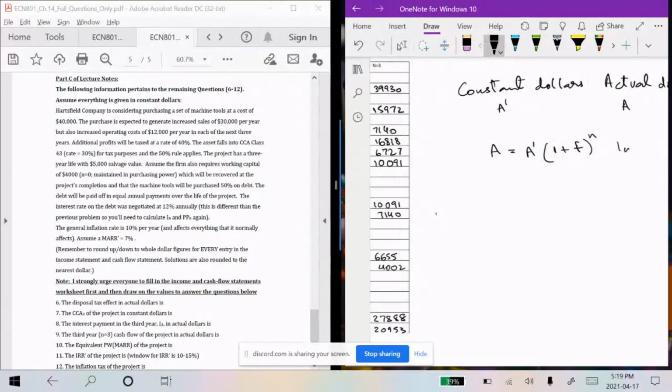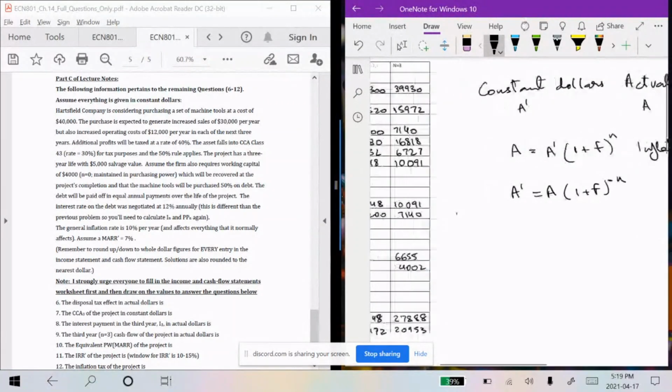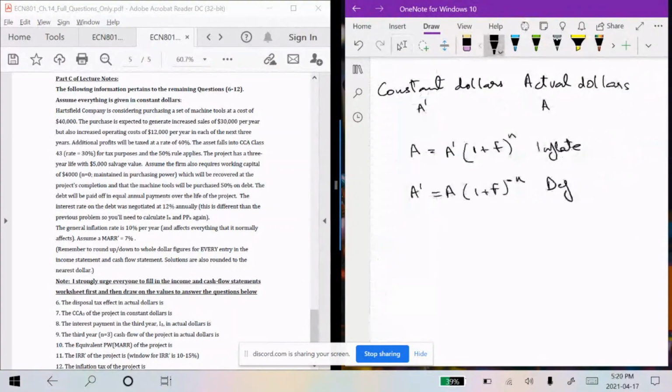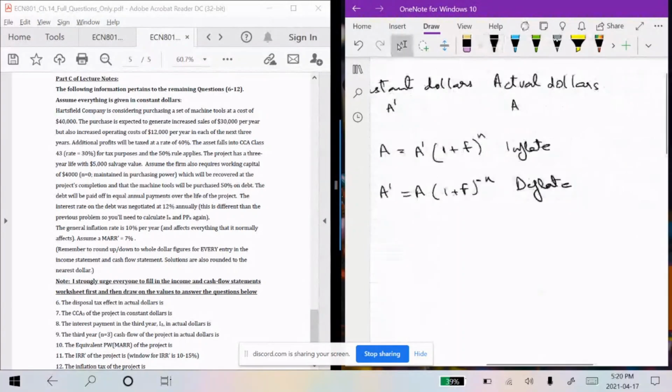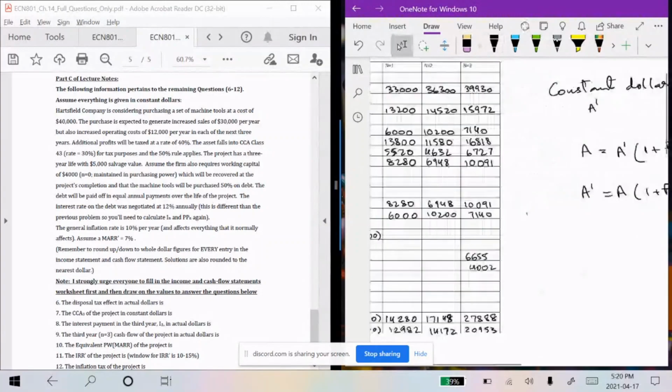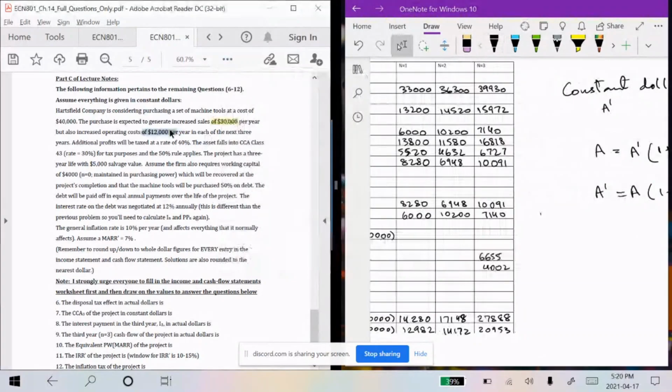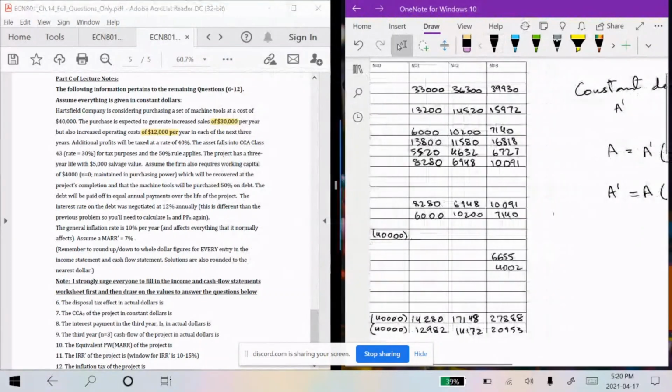This is inflating, and deflating is basically the opposite, getting constant dollars from actual dollars: 1 plus F raised to the power minus N. That's just how you do it. Okay, this is deflating, and we'll need this later on in the table, right towards the end of the table. So for the table, almost always they're going to give us the constant dollars. It's 30,000, 12,000, all of this is constant dollars. So we need to convert this to actual dollar costs.